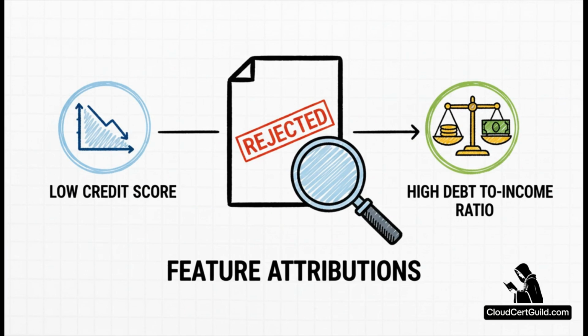And that's where a tool like Vertex Explainable AI comes in. It's a lifesaver. It gives you something called feature attributions, which is just a fancy way of saying it shows you its work. So for that loan application that got rejected, it can point to the exact reasons why. Like this person's credit score was the biggest factor, or their debt-to-income ratio was too high. It gives you that transparency you need to be accountable.